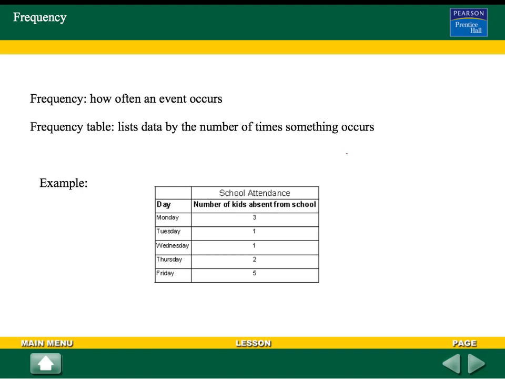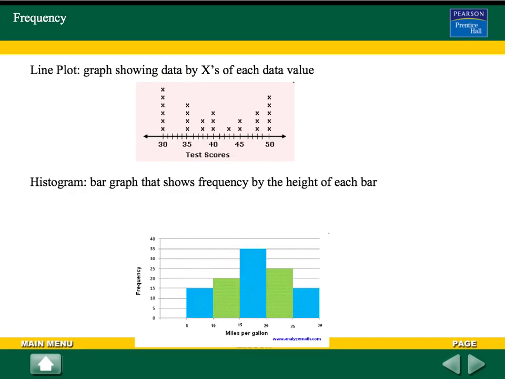You can put that in a table. There's an example here at the bottom. Prime example, it says school attendance, number of days that kids miss each day. Just a simple data table, a frequency table showing something like that. Other examples of showing different things happening.